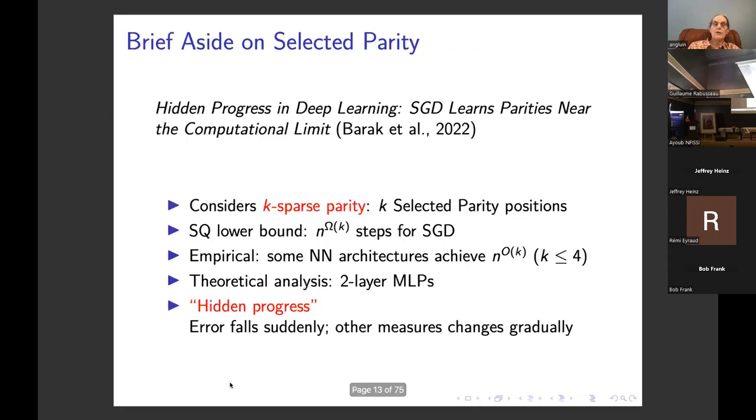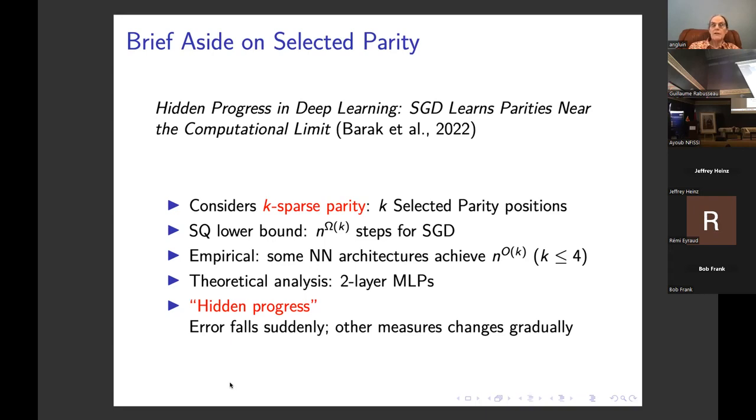Let me do a short aside. This is a very interesting recent paper by Barak et al., that considers the problem called k-sparse parity. This is just their k selected parity positions. We're thinking of k as a fixed constant now. In that case, the statistical query lower bound is n to the big omega of k steps for, say, stochastic gradient descent. Empirically in the paper, they exhibit some neural net architectures that achieve n to the big O of k. Now, this isn't for very large k. This is for k less than or equal to 4. So, you know, take it with a grain of salt.